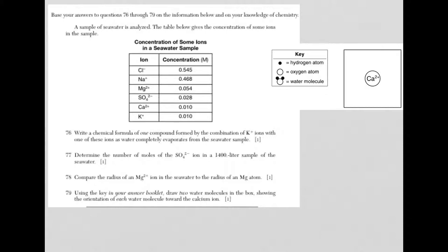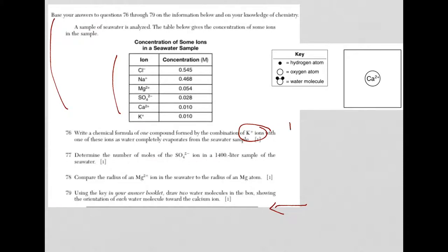It says, write a chemical formula for one compound formed by the combination of potassium ions with one of the ions in water that completely evaporates. When you do these questions, you see this solid line here at the bottom. All of the information above can pertain to 76 through 79. So what do you know about potassium? Potassium is a positive ion, a metal that's lost an electron. Positive ions will bond with negative ions. So we're looking for a negative ion, at least one here on this table.